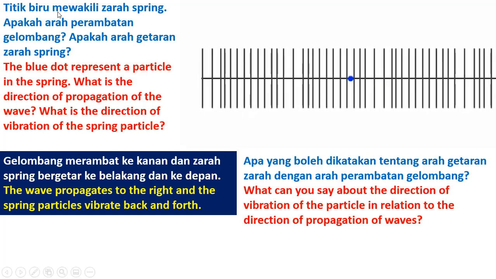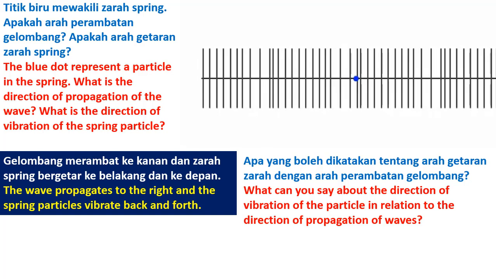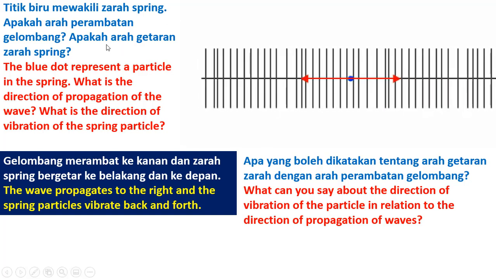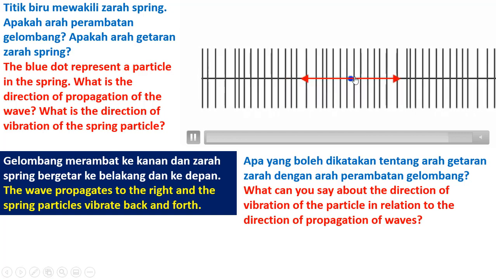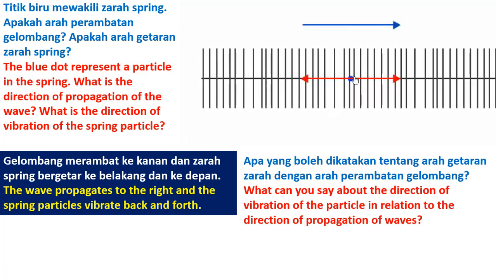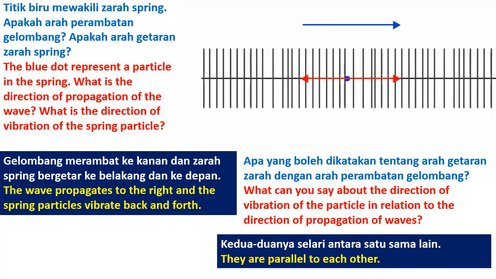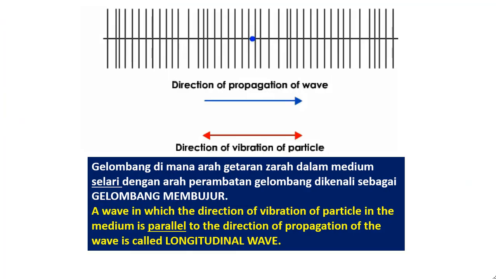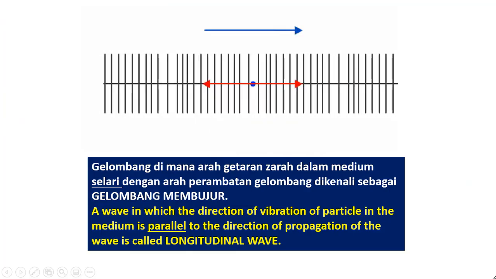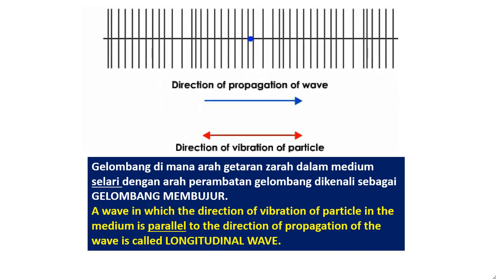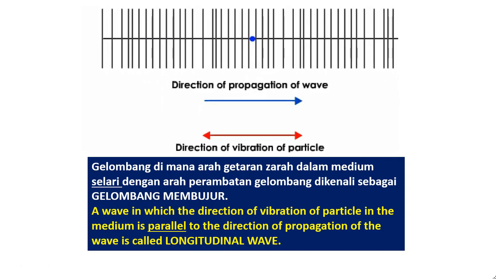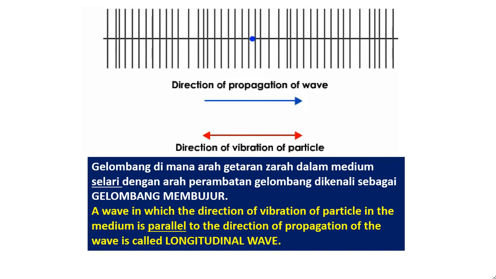First, the wave of the Slinky spring moves to the right, and the particles of the spring, represented by the blue dots, move back and forth. So what can you say about their direction? They are parallel to each other. Parallel means both have the same direction. A wave in which the direction of vibration of particles in the medium is parallel to the direction of propagation of the wave is called a longitudinal wave.